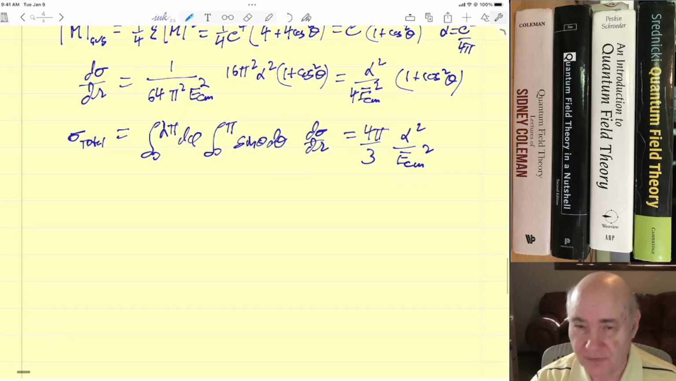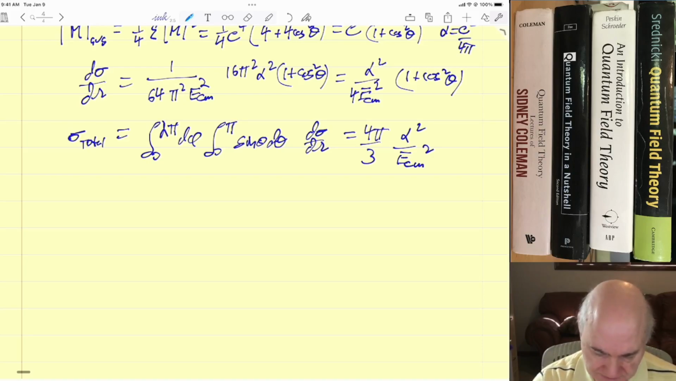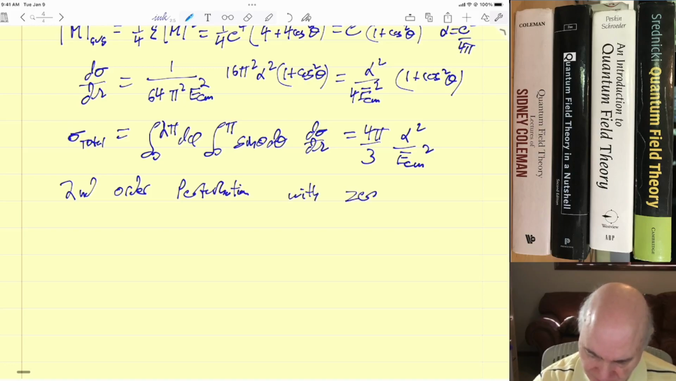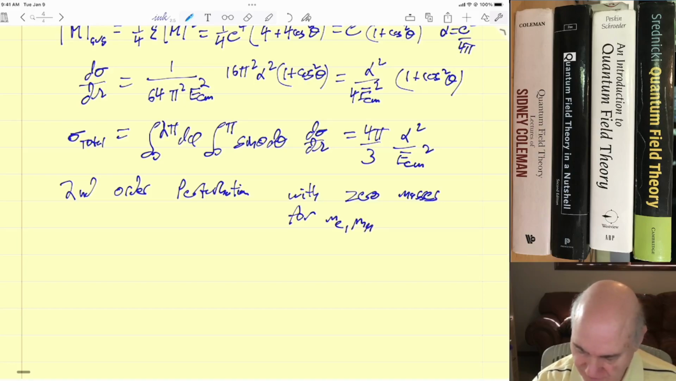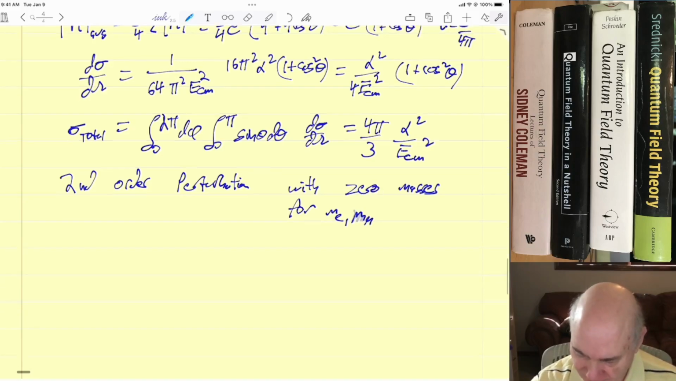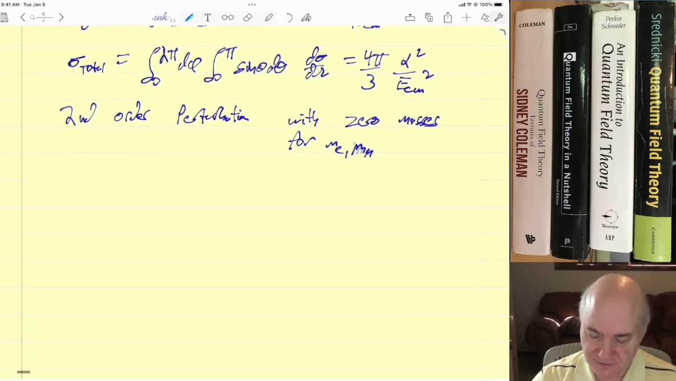So the important thing to take away from this is it helps you understand a little bit about what's going on. This is only the second order perturbation with zero masses for m_e and m_mu. So with a little bit more work, you can put the masses in there and so on, and they'll do the full calculations later in the book.